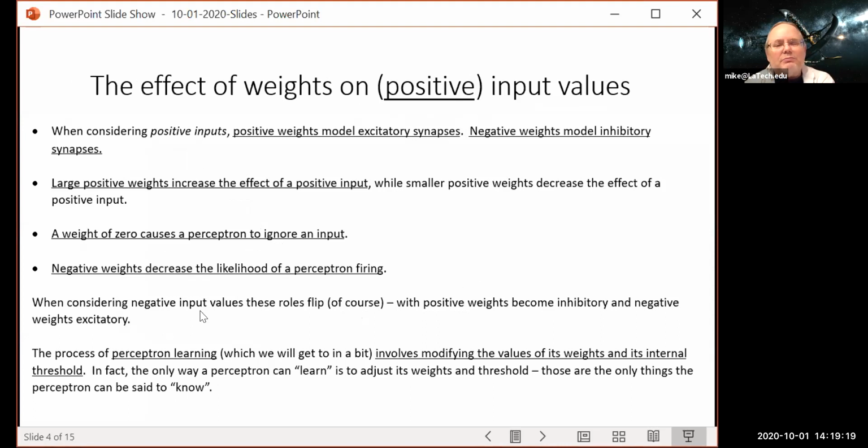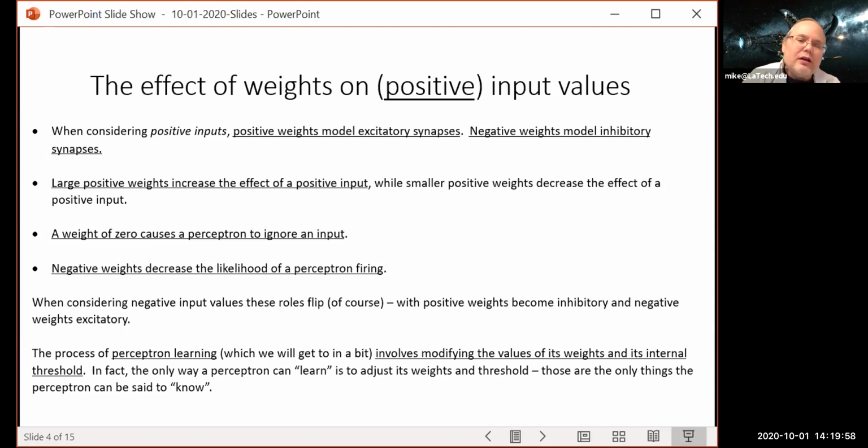Now, if you want to consider negative input values, these roles flip, with positive weights becoming inhibitory and negative weights becoming excitatory. That's just a feature of the way the model works. The inputs can be negative, so you have to be aware that the role a positive or negative weight plays flips depending on whether your input is positive or negative. So you do need to be aware of that.